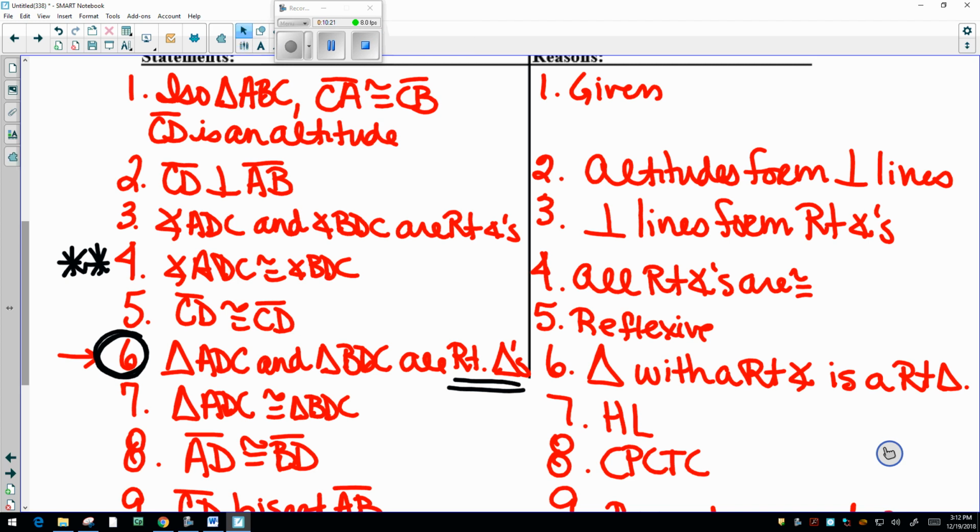So we'll do some more practice with hypotenuse leg in class, but this is just to get you a foundation of how it works and what we would need to state.